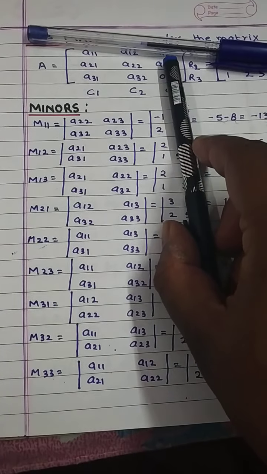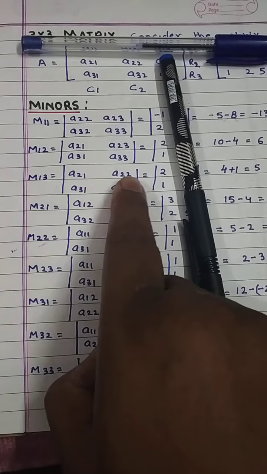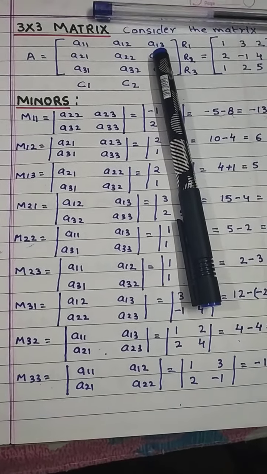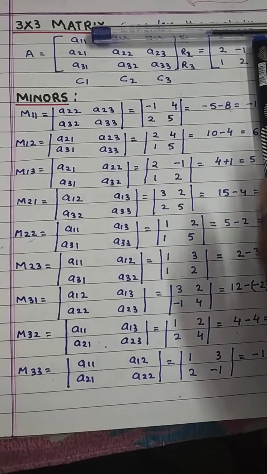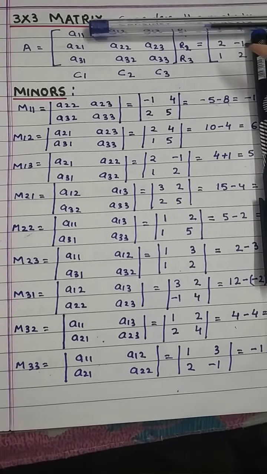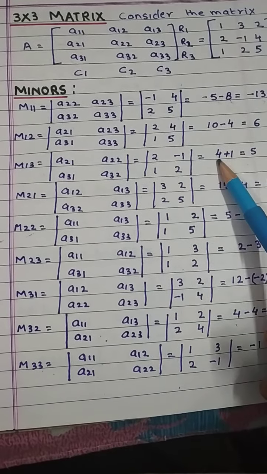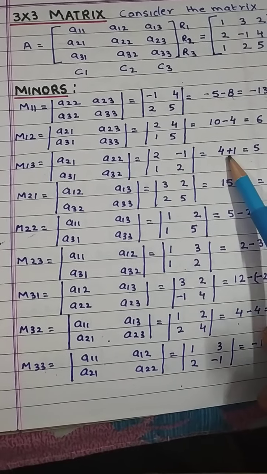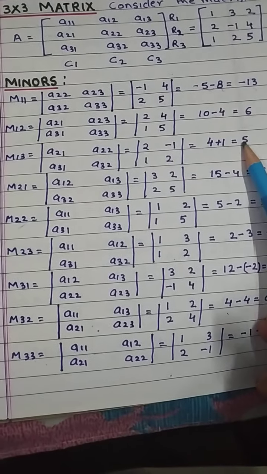First row, third column. What do we get? A21, A22, A31, A32. Do it in the example. First row, third column. 2, minus 1, 1, 2. Find out the value. 2 2s are 4. 1 into minus 1 is minus 1. In between, the minus sign is going to change this minus into plus. 4 and 1 is 5.